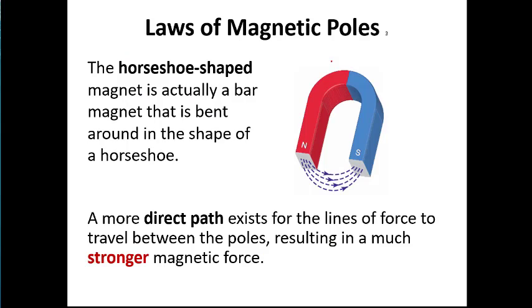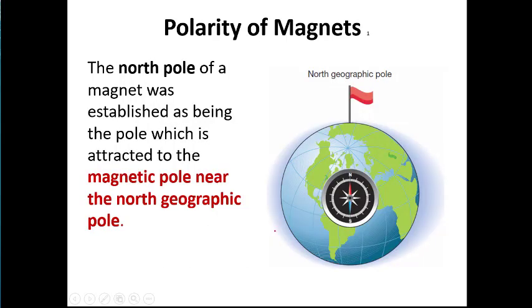So if we have a horseshoe magnet, what we're doing is we're putting the two strongest parts of the magnet closest to each other. So a horseshoe magnet is a bar magnet that's been bent around in the shape of a horseshoe, and you get a much stronger magnetic force when you connect the magnet this way.